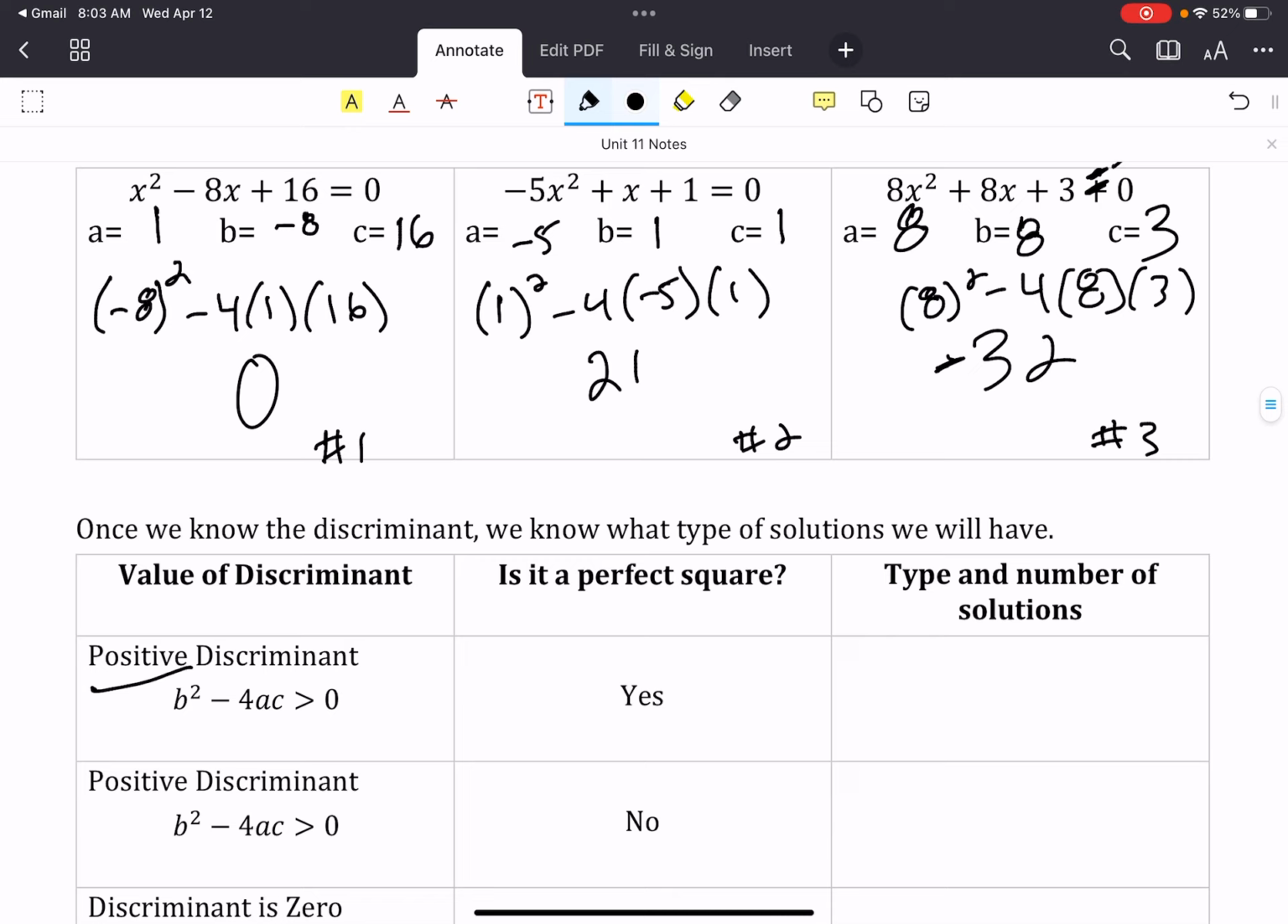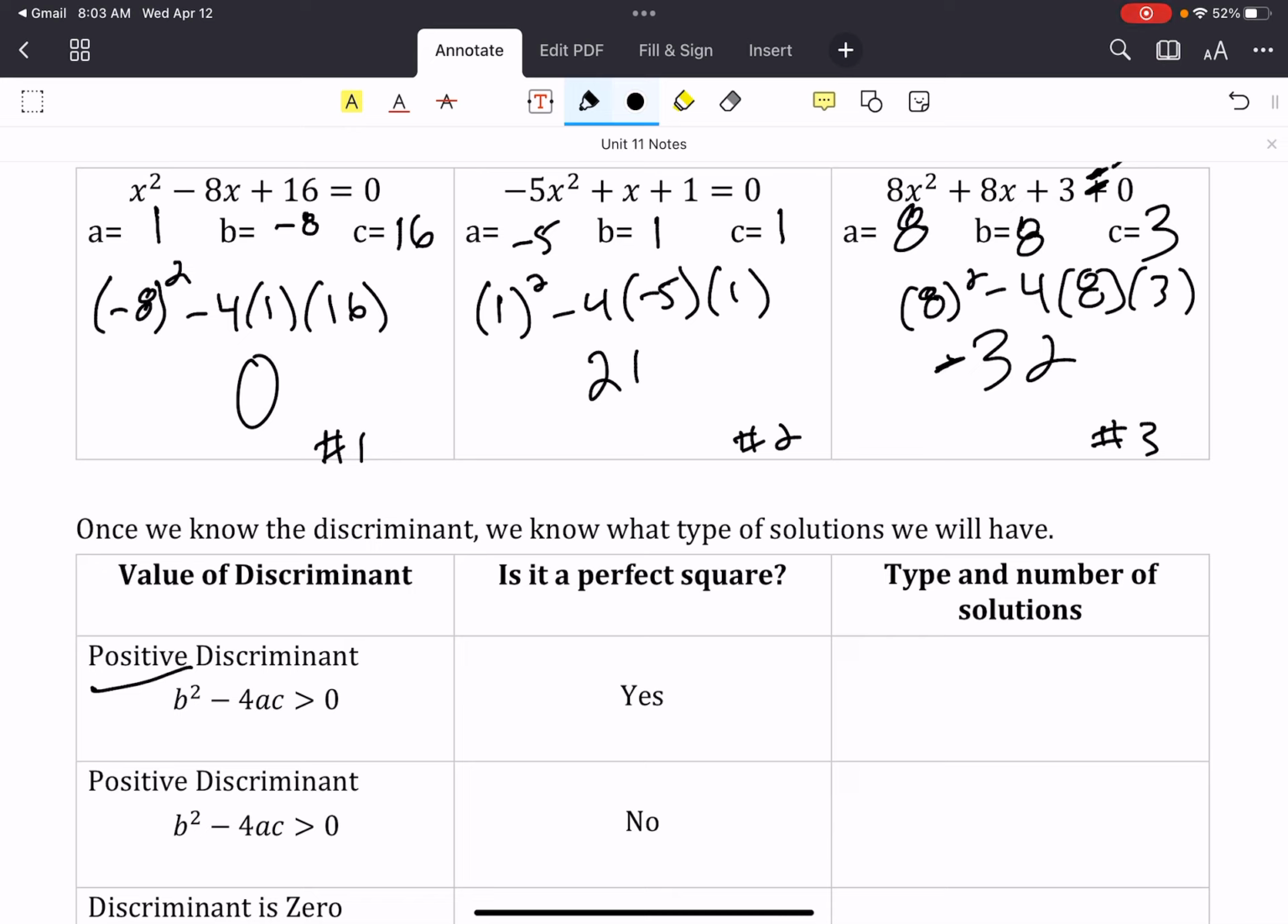Is it a perfect square? No. Good. Can someone else raise their hand and remind me what a perfect square is? What's a perfect square? Anyone? What's a perfect square again? It's like the 4 or the 25. It's like the number that has a nice square root.